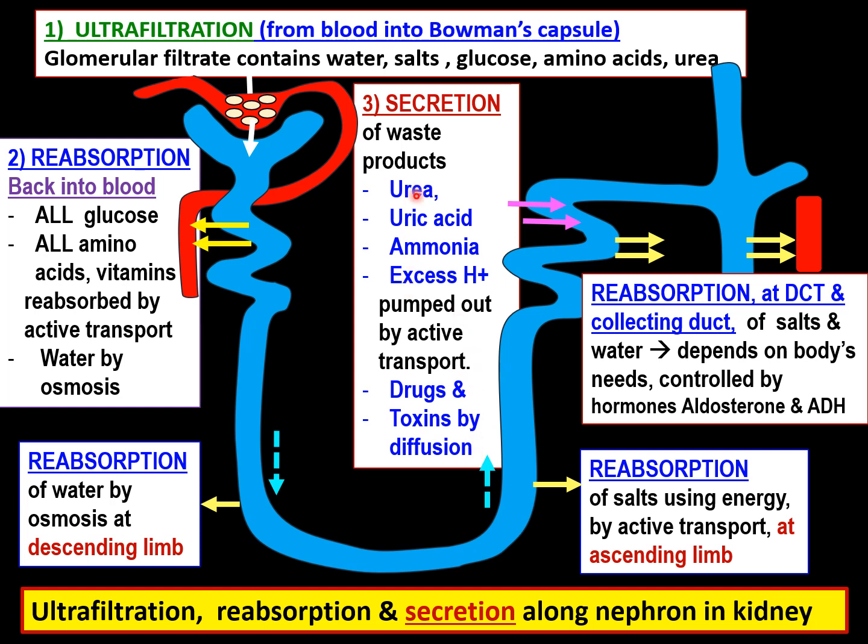Okay, so urea and uric acid are secreted by active transport. But drugs and toxins are secreted by diffusion, without the use of energy. That's why if a person takes drugs, the drugs will be found in his urine when they do a urine test, and that will be positive proof that the person took the drugs. So that's used in the test to check whether a person has taken drugs or not.